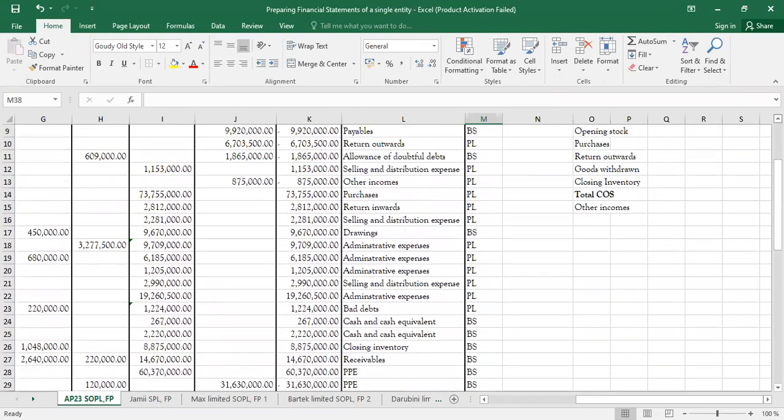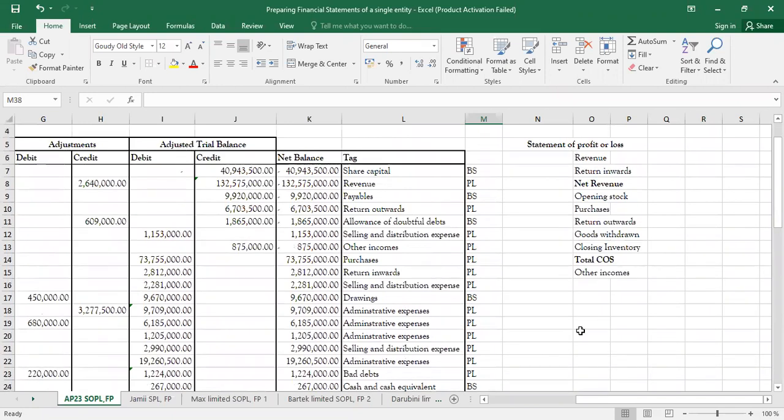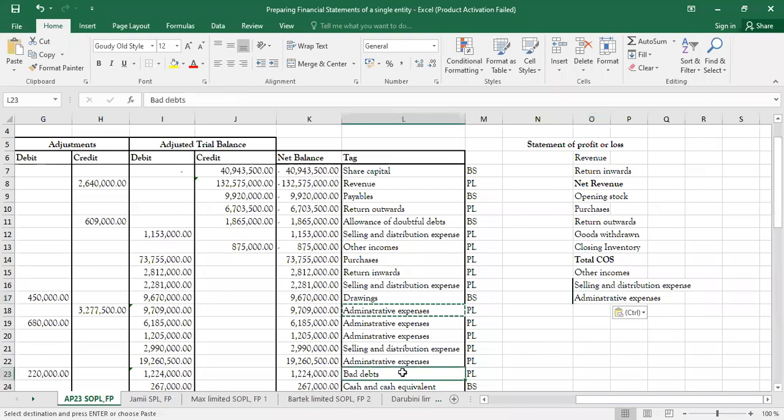So we are at other incomes, then we'll go to expenses. So I'll just go directly. I'll copy the administrative expenses. So we are here. Control C, Control V. So distribution. Here you just take one. You don't take all, just take one. So bad debts also.